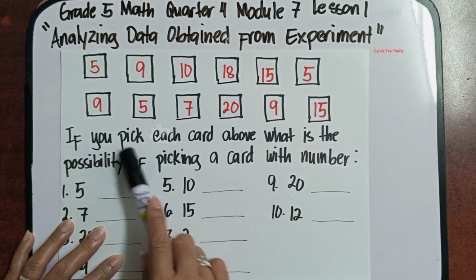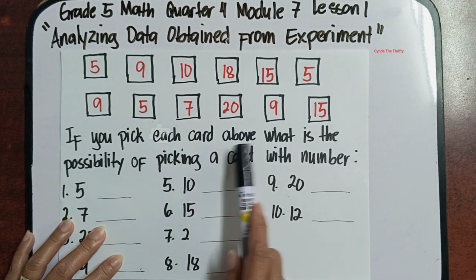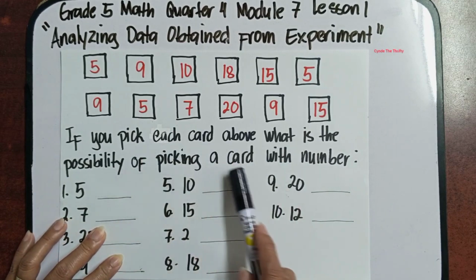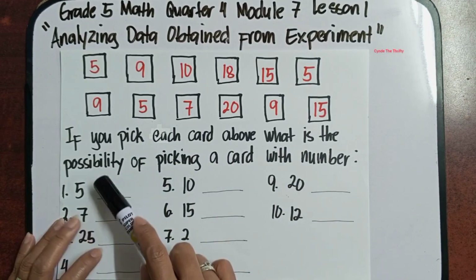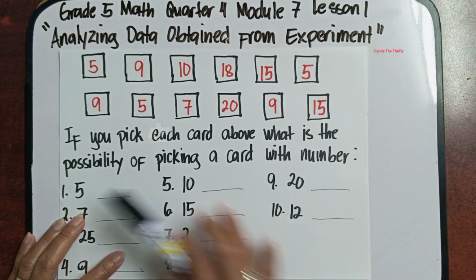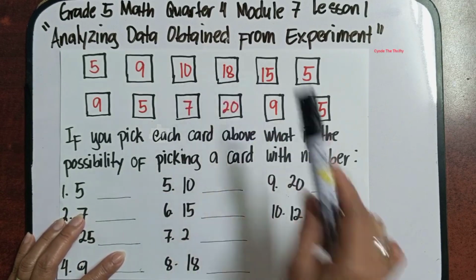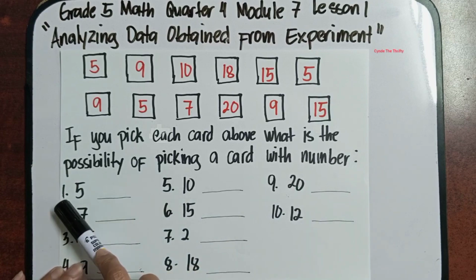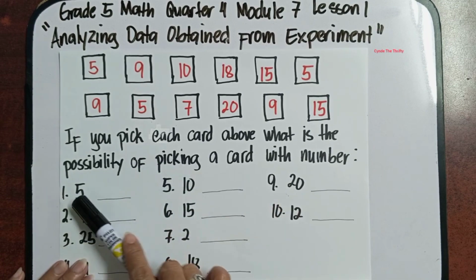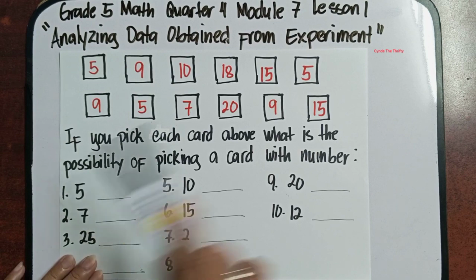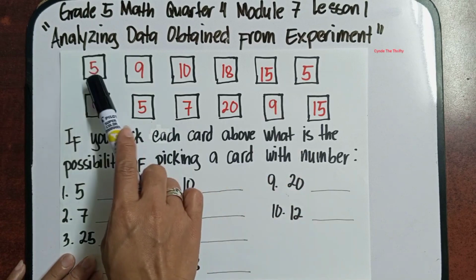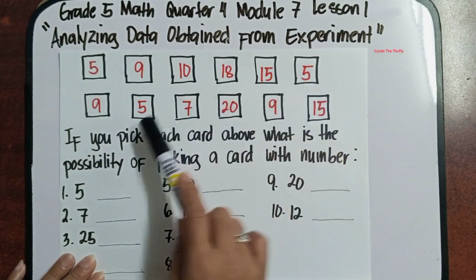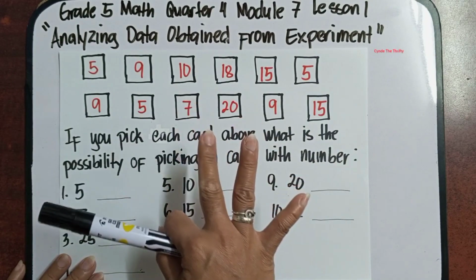Now, if you pick each card above, what is the possibility of picking a card with number? Meron tayong 1 to 10. So, kapag nagkuha ka daw ng card dito sa taas, ano kaya yung probability na makakuha ka ng card na number 1? 5. So, ano yung probability na makakuha ka ng 5? I-count natin kung ilan yung 5. So, 1, 2, 3. So, ibig sabihin 3 ang ating 5.